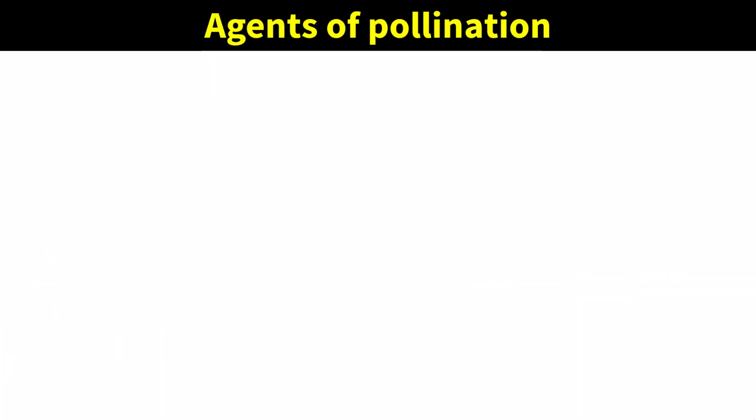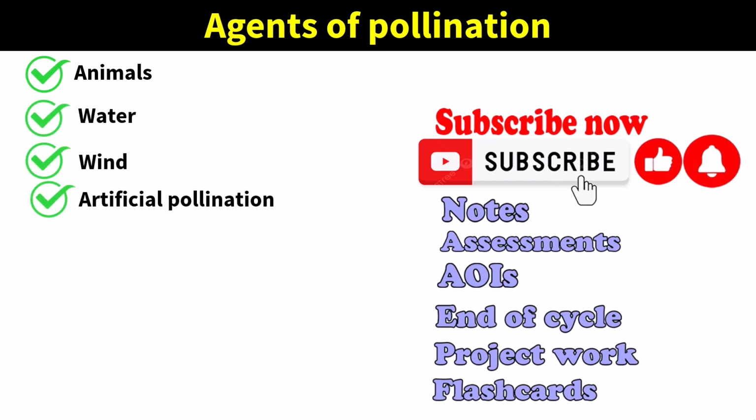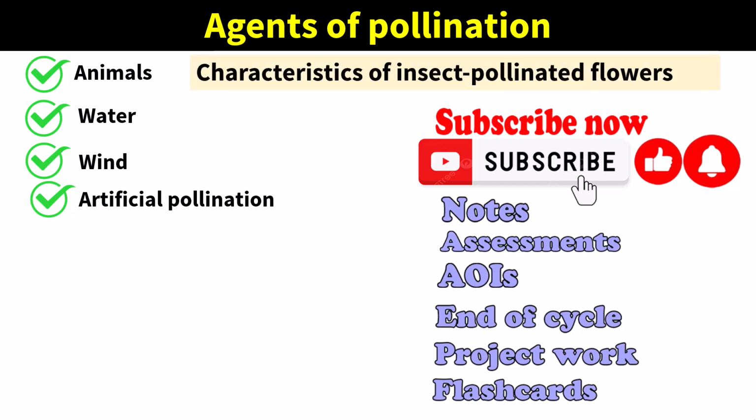Agents of pollination. These are things that aid the process of pollination. The agents of pollination include animals, water, wind, and artificial pollination. There are, however, two major agents, that is, wind and insects. Pollination can therefore be described as wind pollination and insect pollination.